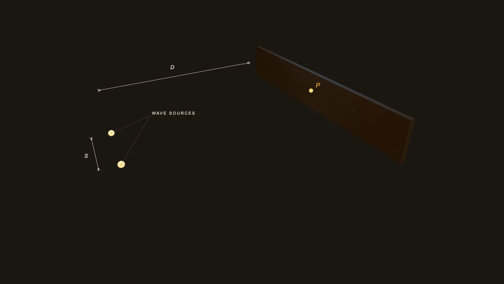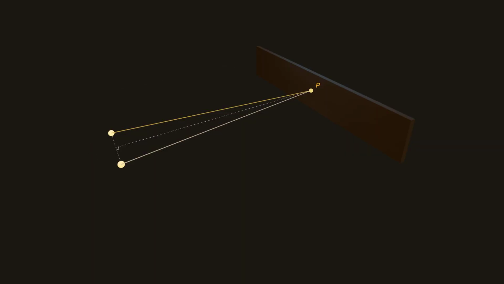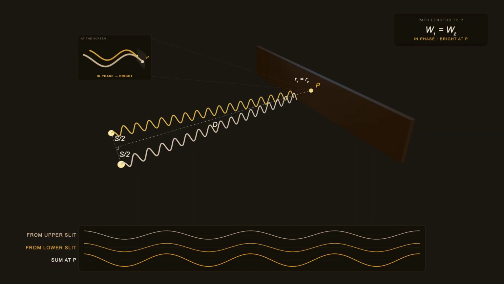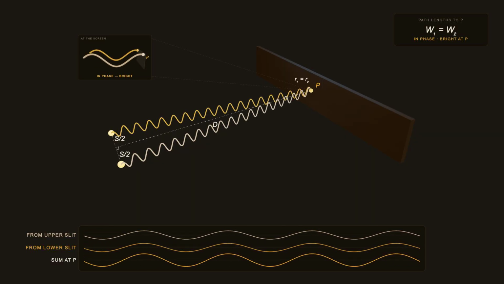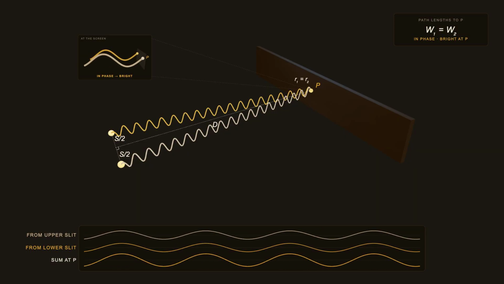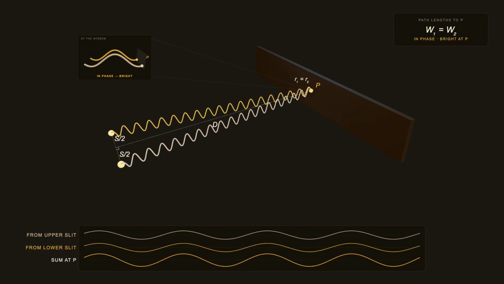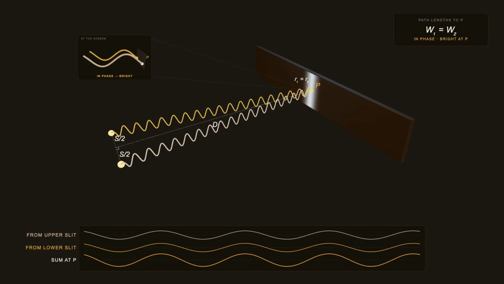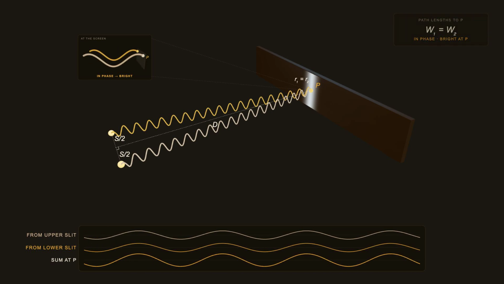Let's start with P at the center of the screen, directly across from the midpoint between the slits. We can construct two right triangles to measure the distance from each slit to P. The first leg of each triangle is S/2, and the second leg is just D. Since both triangles have the same leg lengths, we can conclude the hypotenuse lengths are also equivalent. Since the waves travel the same distance to point P, every wave peak from the upper slit lines up with a wave peak from the lower slit. The result is that the waves constructively add to each other, forming a wave with twice the height of each wave on its own, which leads to a bright band on the screen.